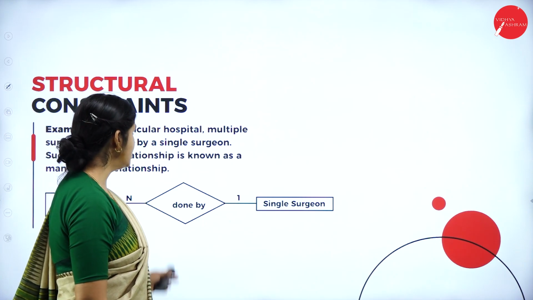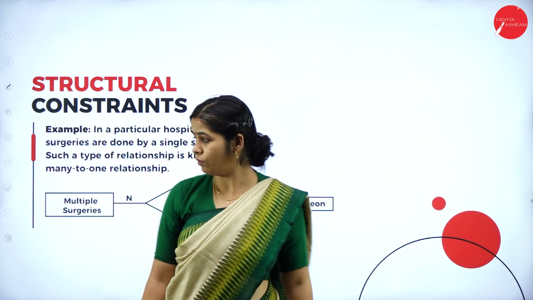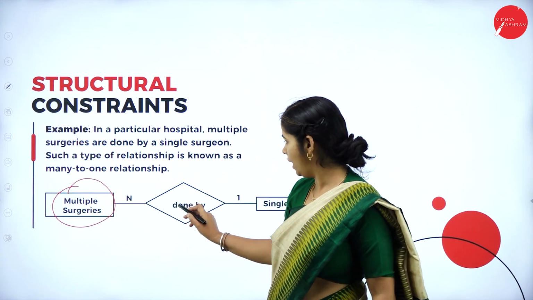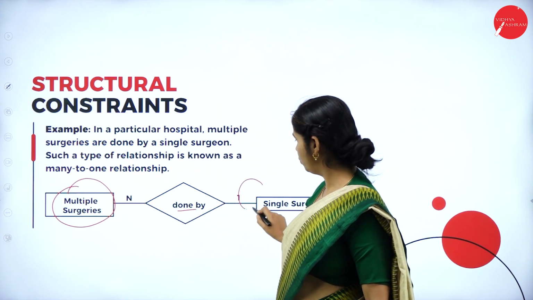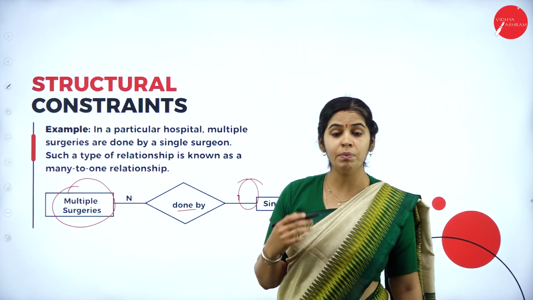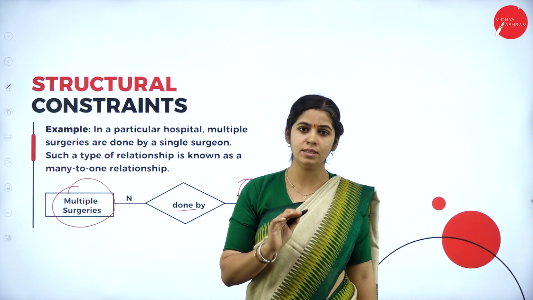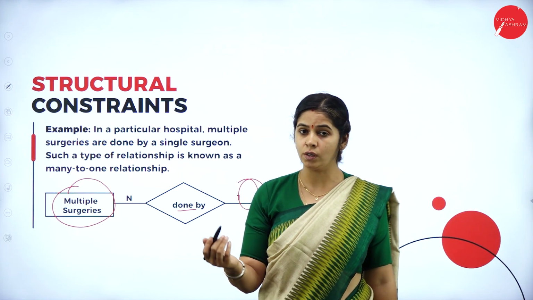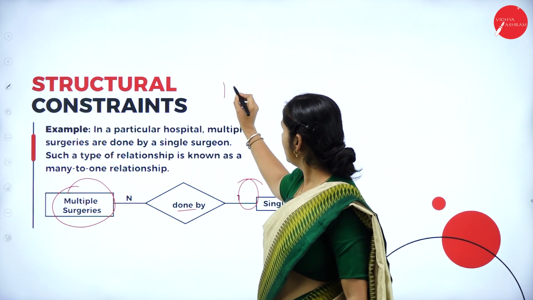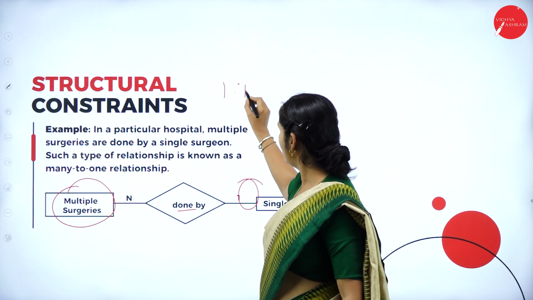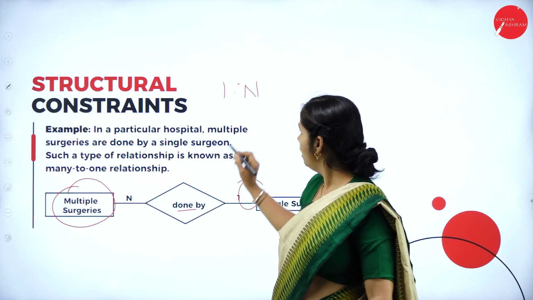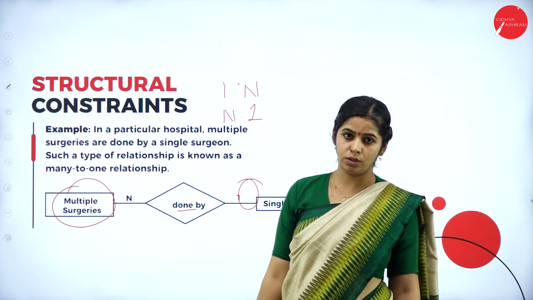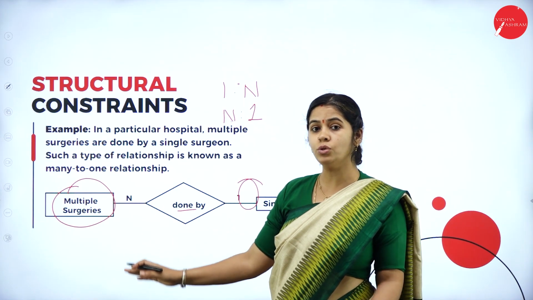The same thing, a real life example: multiple surgeries can be done by a single doctor. Right, multiple surgeries can be done by a single doctor. A surgery department can have multiple doctors, but multiple surgeries can be done by one doctor. So this is many to one.